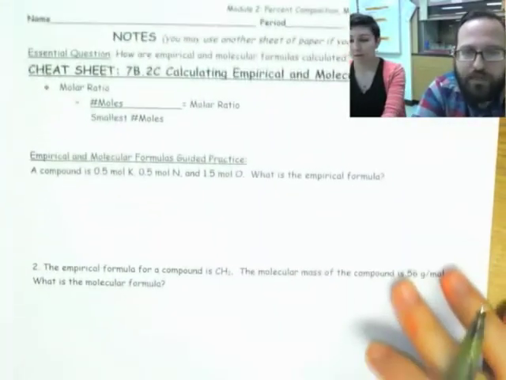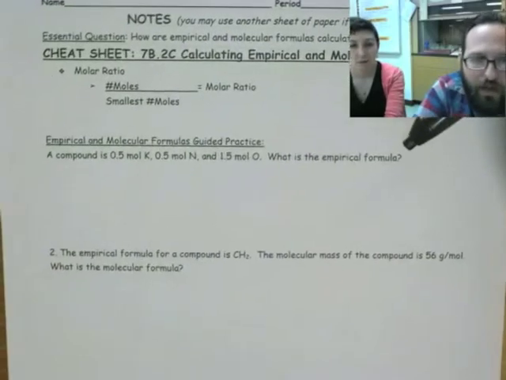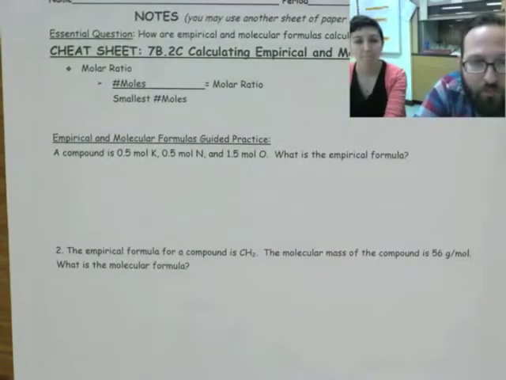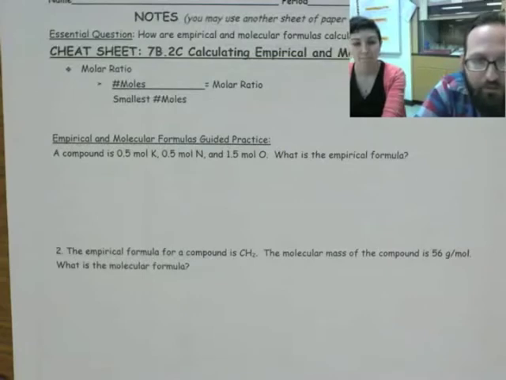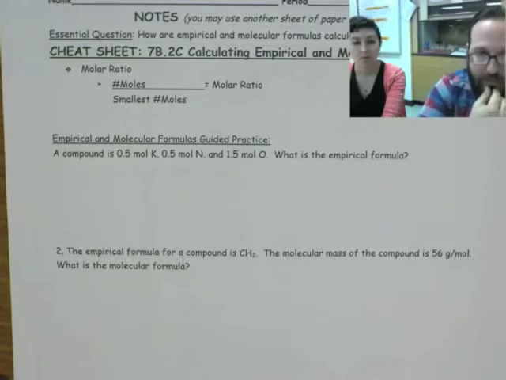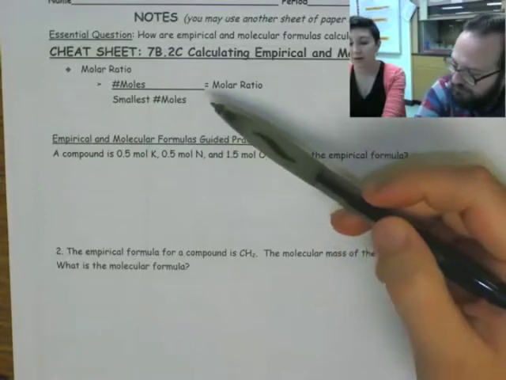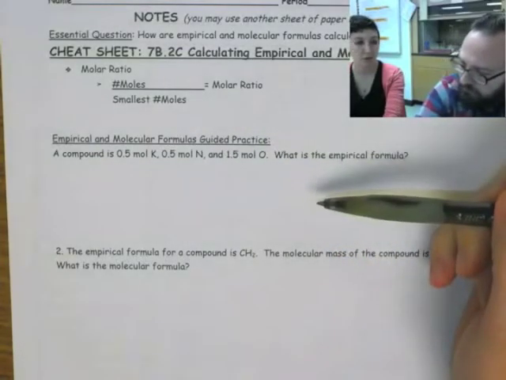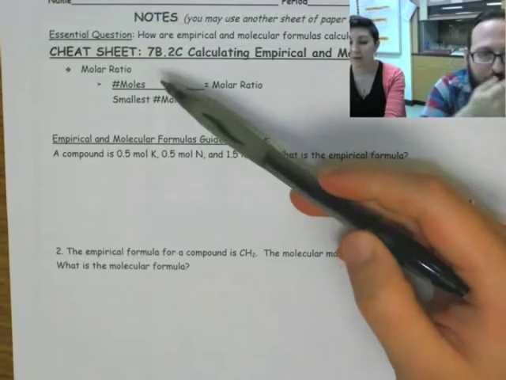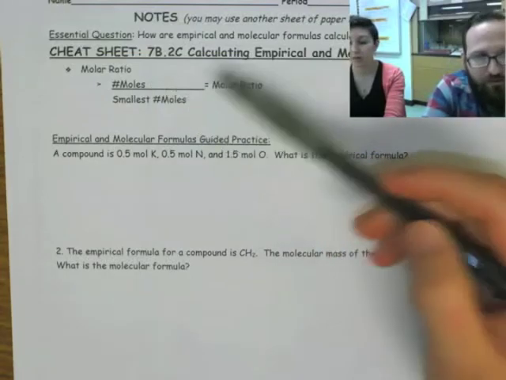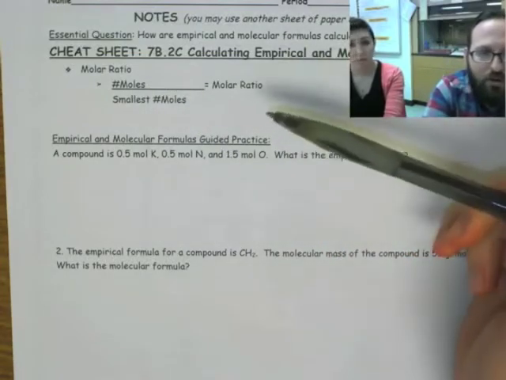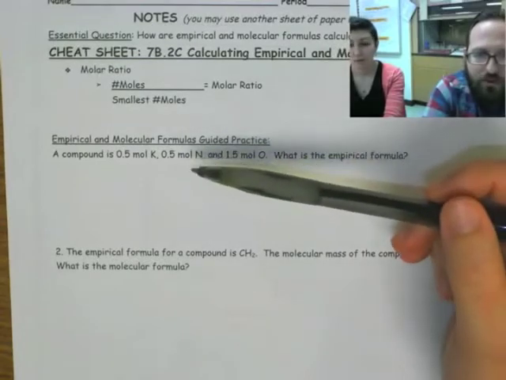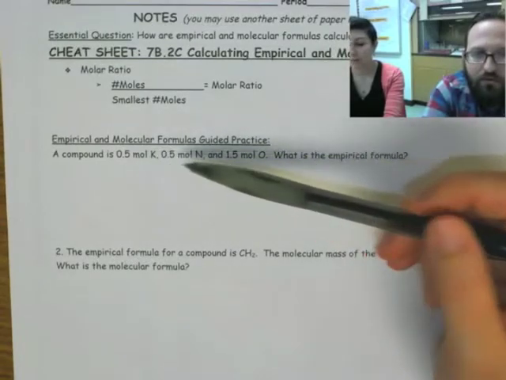Okay, so we have your guided practice problems here. A compound has 0.5 mole of K, 0.5 mole of N, and 1.5 mole of O. What is the empirical formula? So it says up here that the empirical formula is just the ratio. To find the ratio, we divide the number of moles by the smallest number of moles. What's our smallest number of moles here? I'd say it's 0.5. 0.5 is definitely smaller than 1.5.